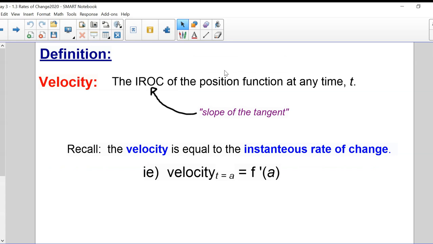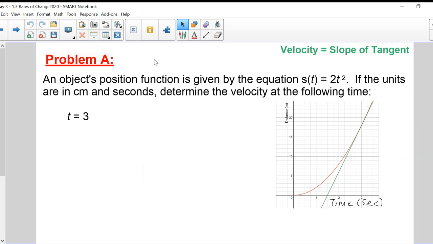The IROC of the position function, so a function that gives you your distance from some point, right? The IROC of that particular function is a measure of velocity. The IROC of that is velocity. So that's what we're going to be looking at today as we go through this.